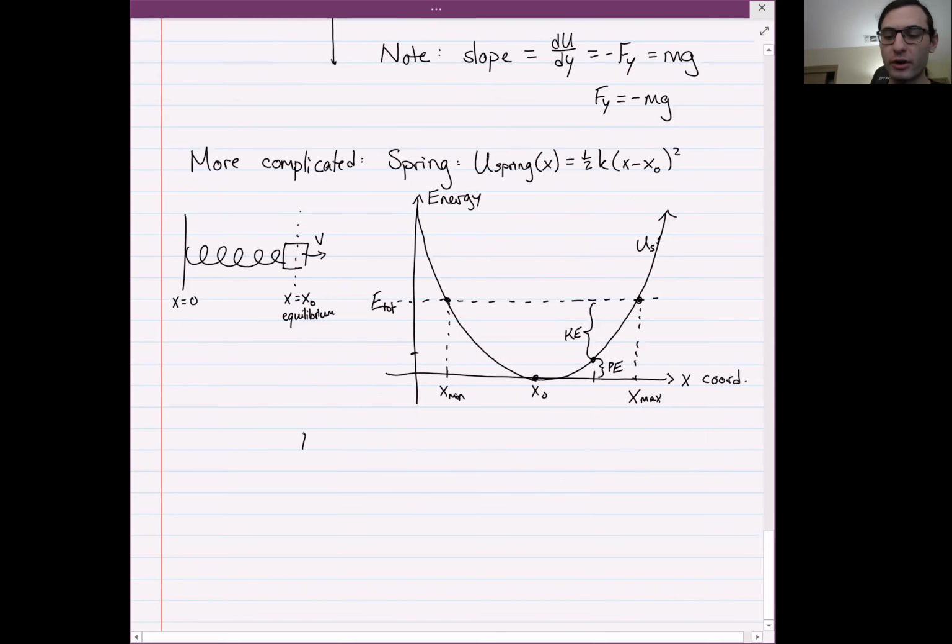Now, just as an aside, the equilibrium point for the spring, we've defined it to be when x equals 0, or x equals x naught. And something that you might notice is that the slope when x equals x naught is equal to 0, i.e. it's horizontal, right? The slope there is 0.